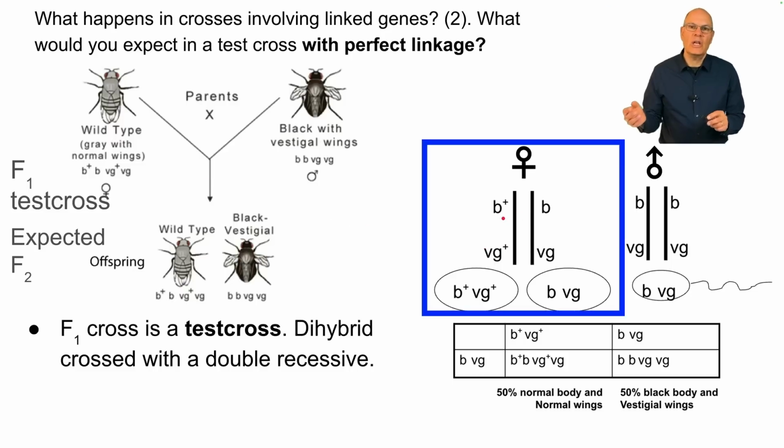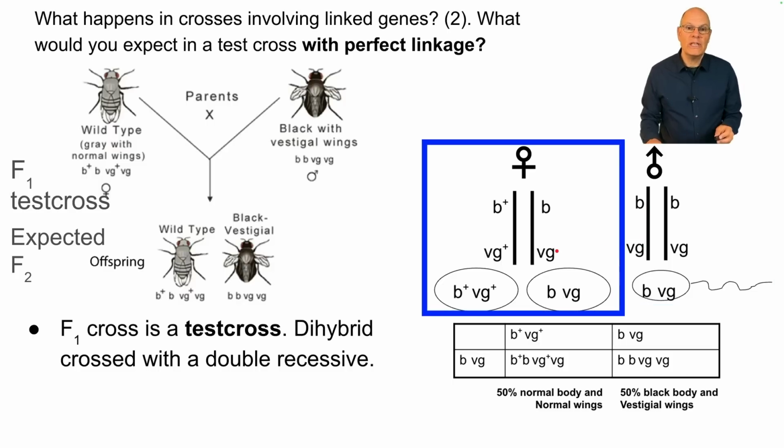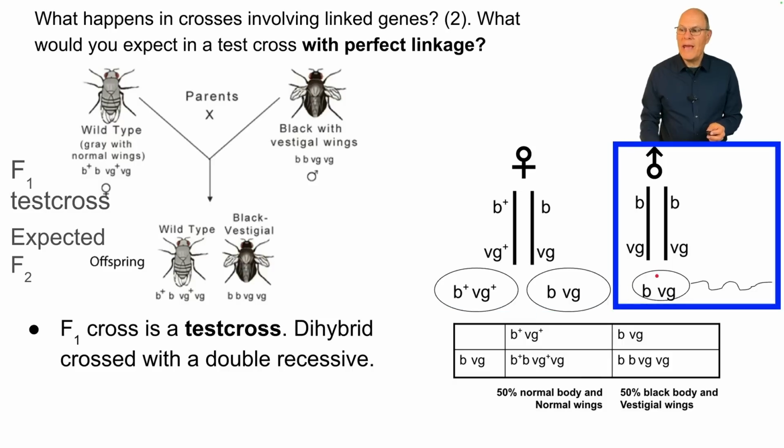Here's a representation of the female. On one of her chromosomes, she'll have B plus and VG plus. On the other chromosome, she'll have B and VG. The male is a double mutant, and he has B and VG on both of his chromosomes. When the female produces gametes, then half of her gametes will have B plus and VG plus, and half of her gametes will have B and VG. Now that's assuming perfect linkage. In the male, all of the sperm have to have B and VG.